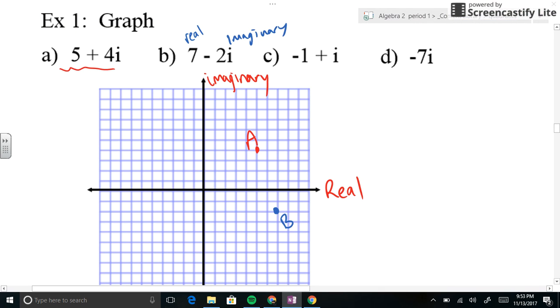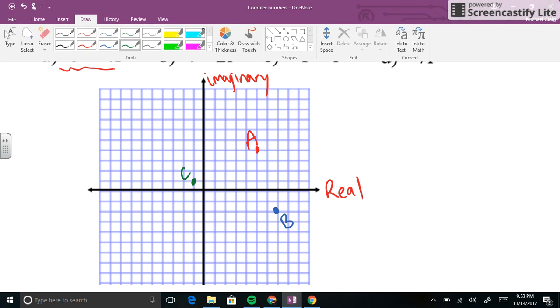Next one, we got negative 1 plus i. So negative 1 is the real part, so we would go left 1. i is the imaginary part, so we would go up 1, put a dot, and that would be the point C.